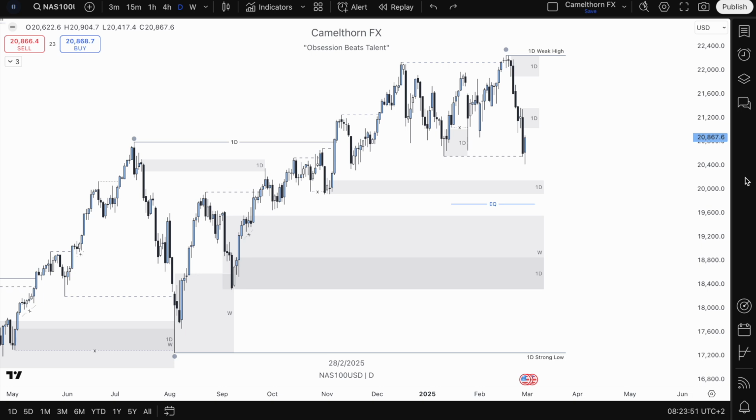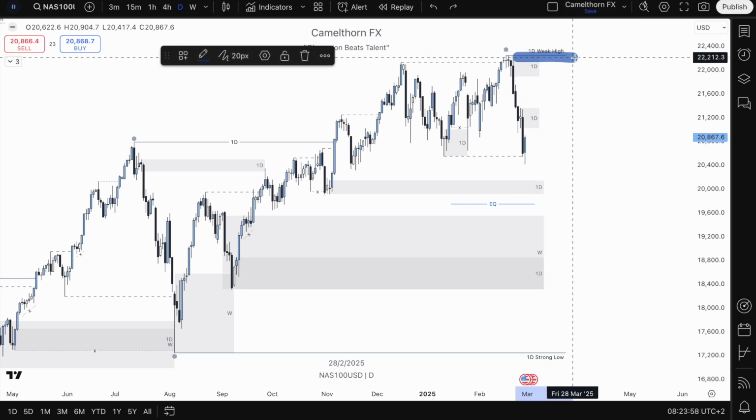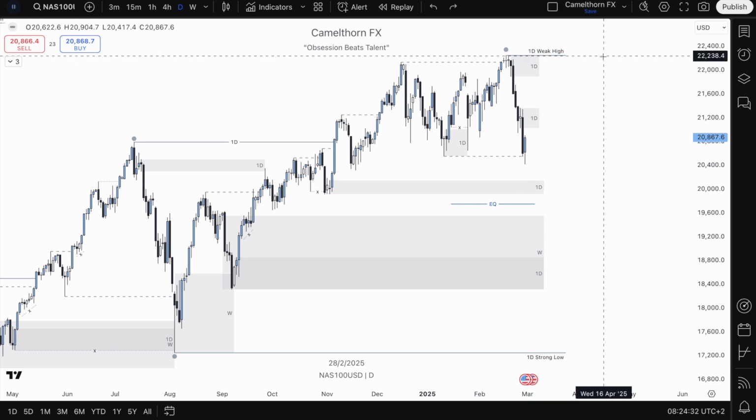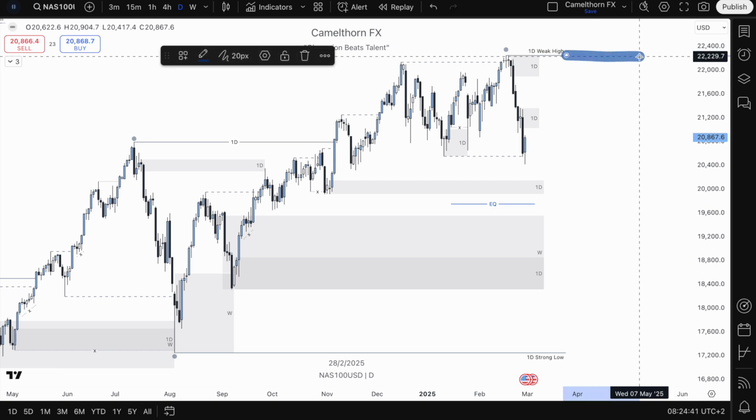Now, because of the fact that our daily is bullish, the overall objective of this time frame is going to be a violation of this daily weak high level. Now, our job is trying to figure out how price action is likely going to go about potentially violating that level.